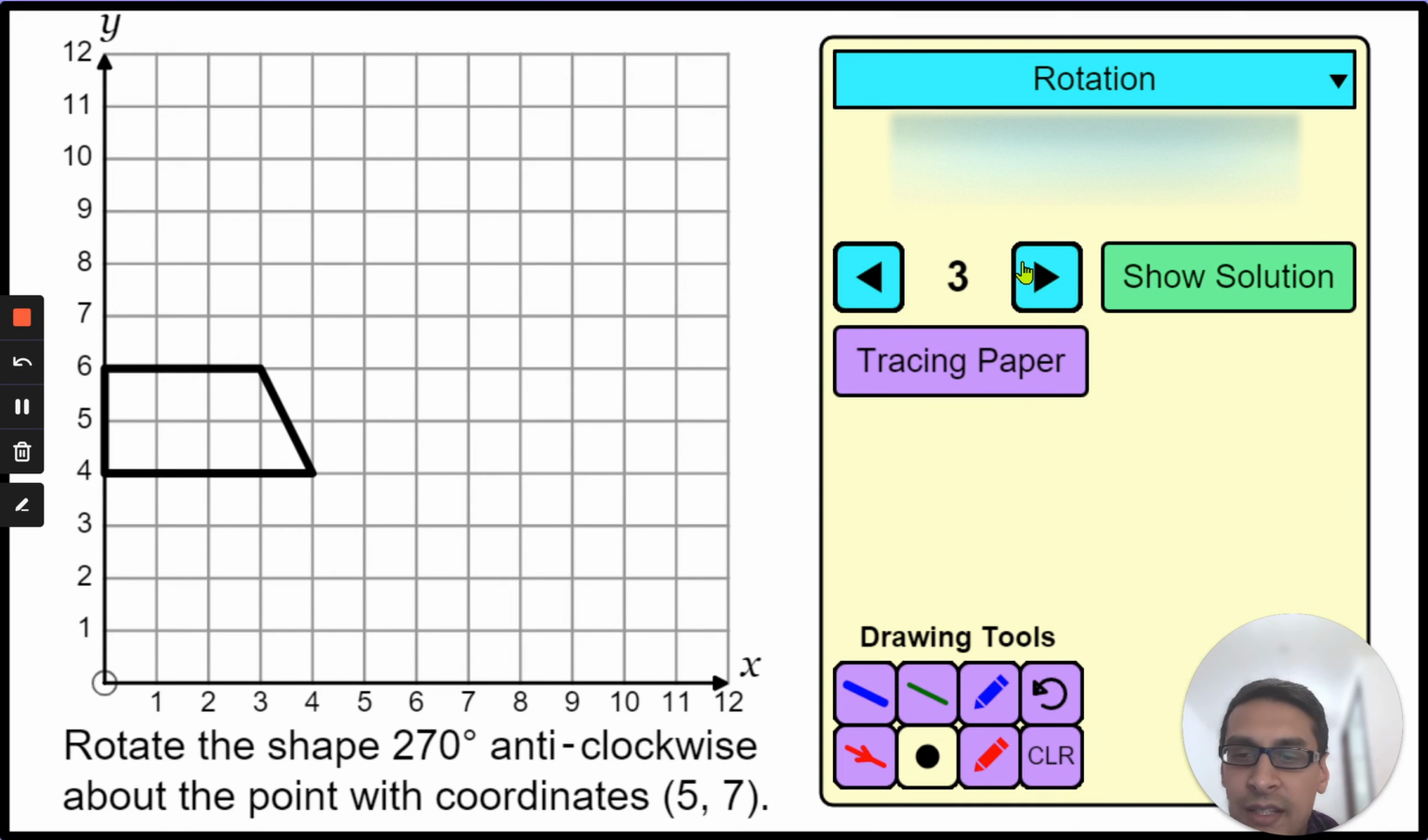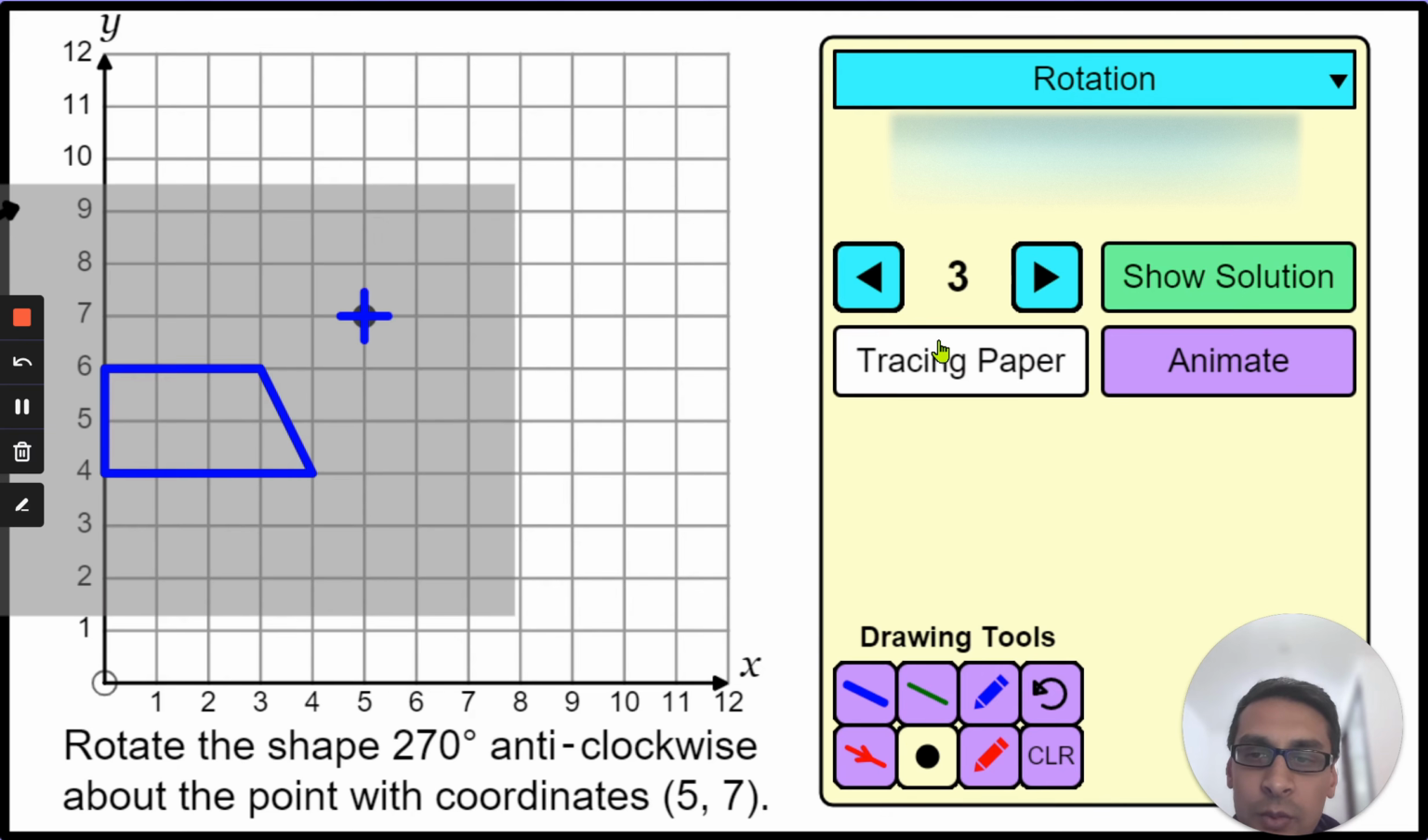This time we're rotating a shape 270 degrees anti-clockwise about the point with coordinates 5, 7. So you've got a lot of information here, but it's all very simple information. First thing you want to do is find the point 5, 7. So you go 5 across, 7 up, and you draw the shape with the tracing paper, and then you can see we're going to go anti-clockwise, which means we're going to go this way.